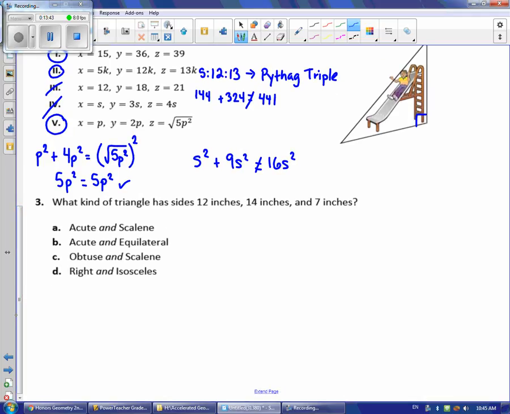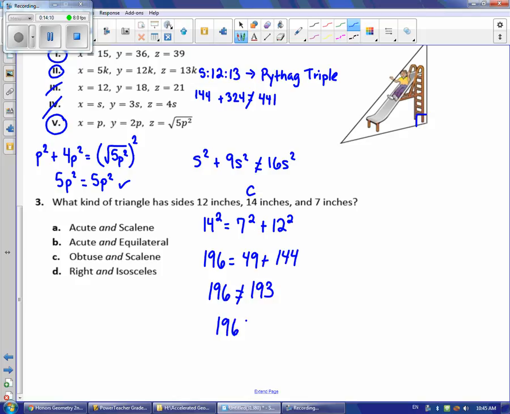Okay, and lastly, number 3, what kind of triangle has sides 12, 14, and 7? Okay, so C is 14, that's my longest side. So if I do 14 squared equals 7 squared plus 12 squared, I get 196 equals 49 plus 144. Okay, and I get 196 does not equal 193. So 196 is greater than 193, which means my triangle is obtuse.